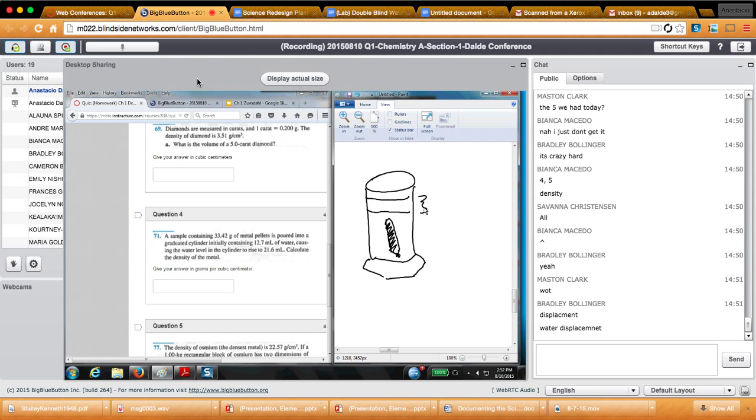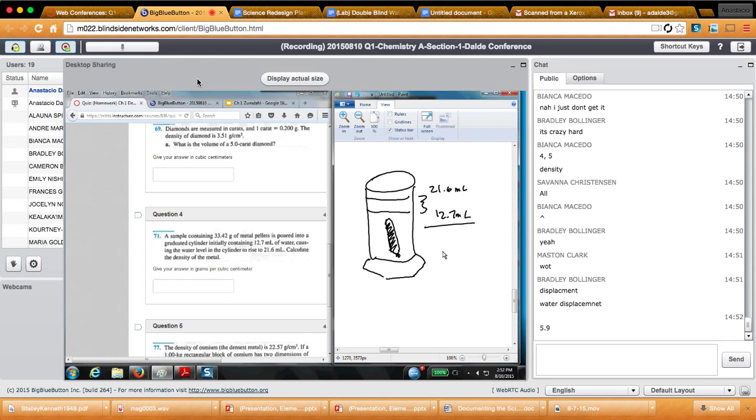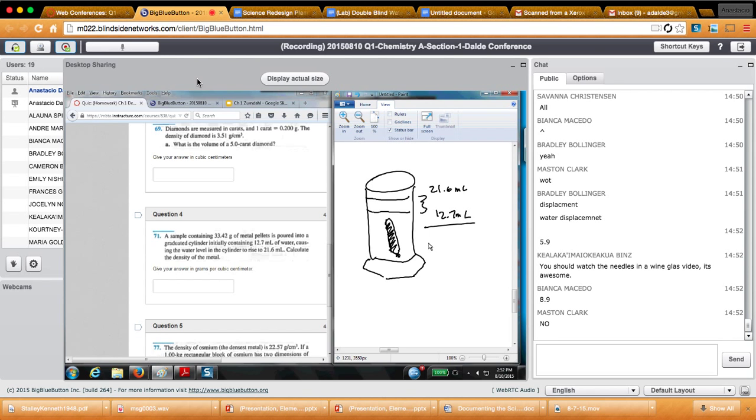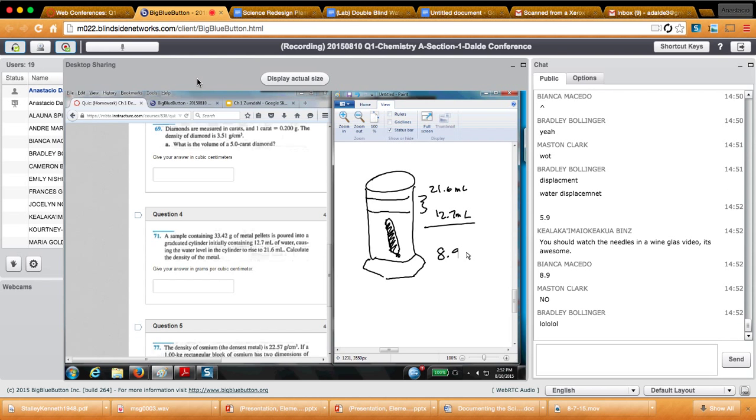So it's telling me that the water height over here was 21.6 milliliters, and it initially started at 12.7 milliliters. So somebody help me out. What is 21.6 minus 12.7? I don't keep a calculator on me. I really should. You're a math teacher. All right, 5.9? No, that doesn't sound right. Can you say it again? 8.9. There we go. 8.9 milliliters. I agree with you.